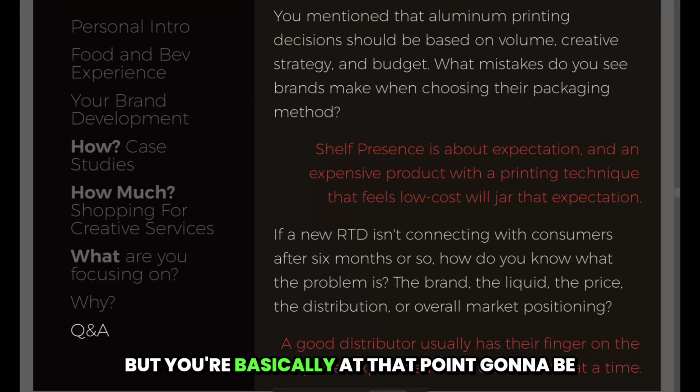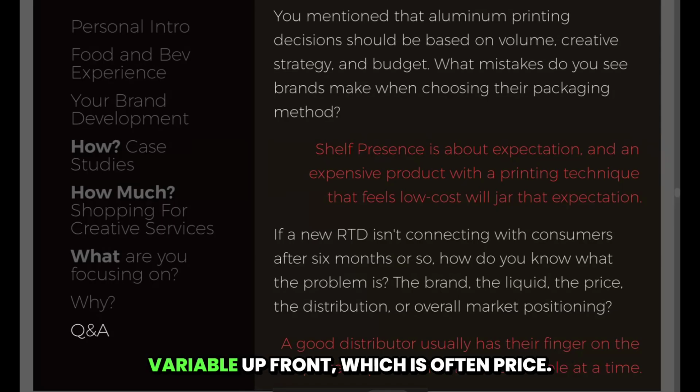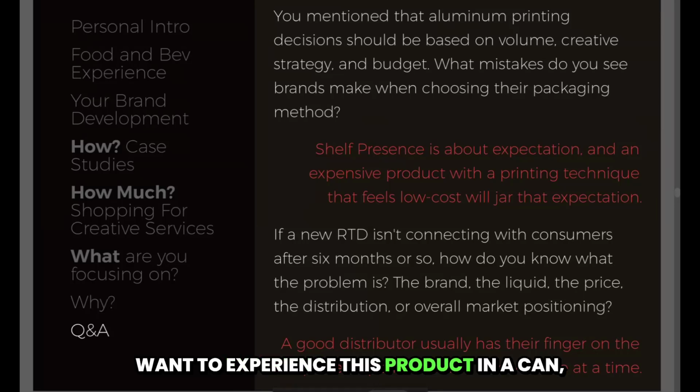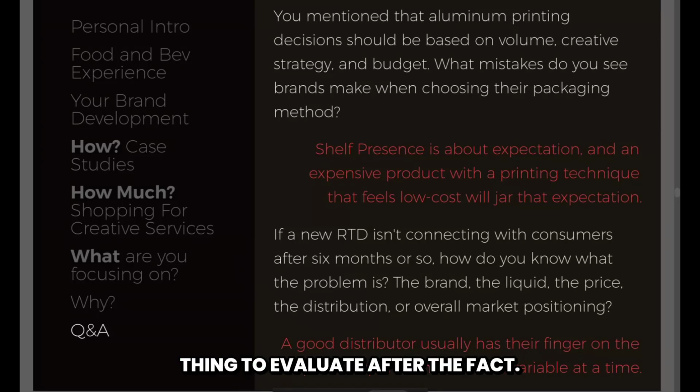But you're basically at that point going to be experimenting with one variable at a time. It's common to experiment with the easiest variable up front, which is often price. But it might be a situation where this customer doesn't want to experience this product in a can, but that's a really difficult thing to evaluate after the fact.